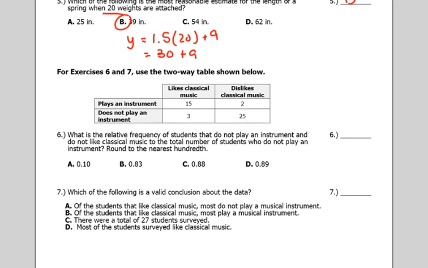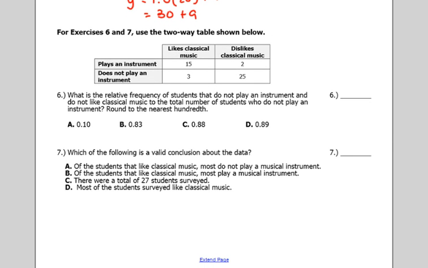Number 6 and 7, the two-way table. So it shows students who like classical music and who play and do not play an instrument, and students who don't like classical music and play and do not play an instrument. So we're looking for the relative frequency of students that do not play an instrument and do not like classical music. So they dislike classical music, they do not play an instrument. That's 25 students. We're comparing that to the total number of students who do not play an instrument. So all these students right here do not play an instrument, so that's 28. So 25 out of 28 is D, 0.89.